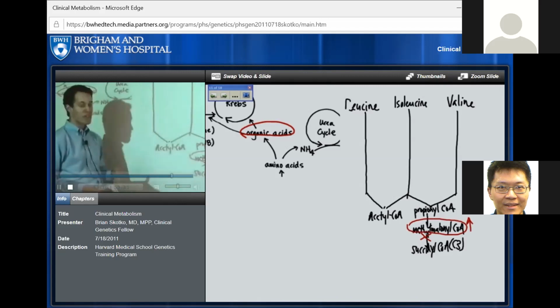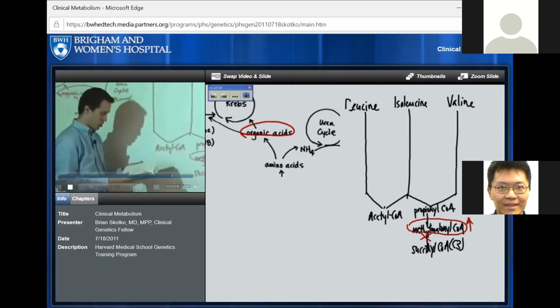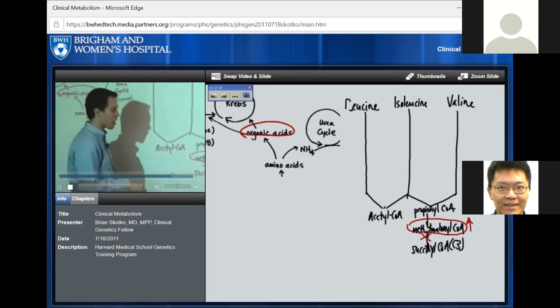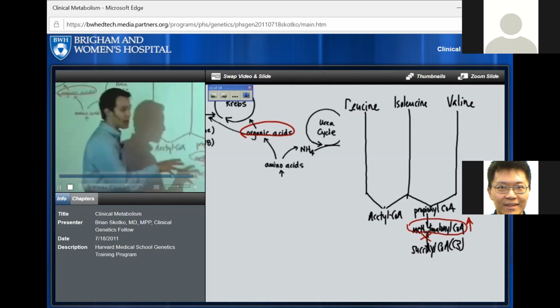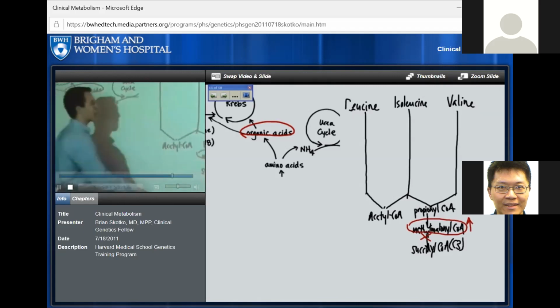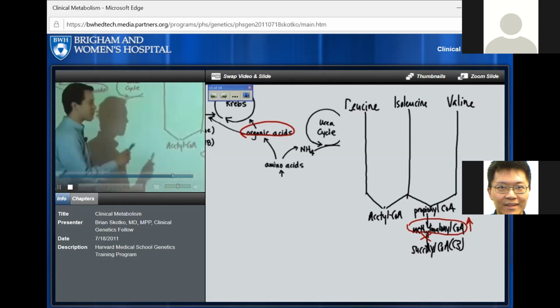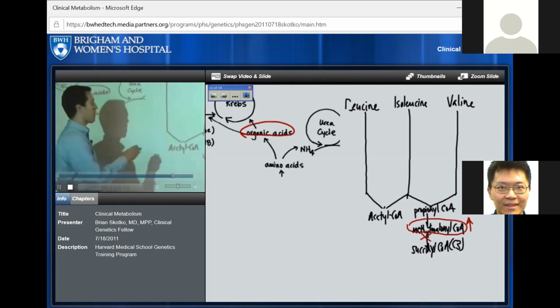But for the point of this lecture, we're not going to go into details about each one of these conditions. So MMA could sometimes be helped by giving cobalamin and certain cofactors, but again, you'll learn more about that in depth. Let's just take a look at this pathway for the sake of understanding amino acids and organic acids. So there's lots of different organic acidurias that occur on this pathway.